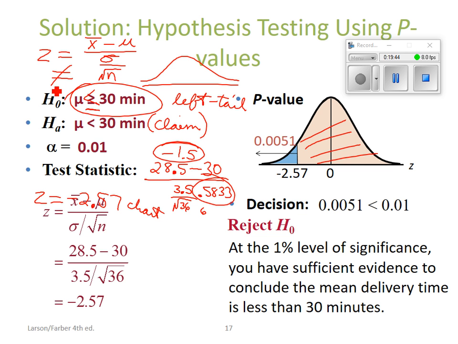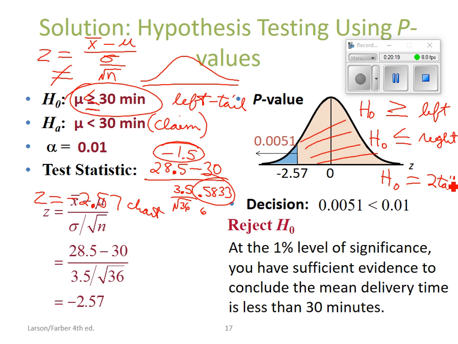So that might be something we want to write down somewhere. If you have this in your null, left tailed. If you have this in your null, right tailed. If you have equal to in your null, then it's two tailed. Left tailed, right tailed, and two tailed.